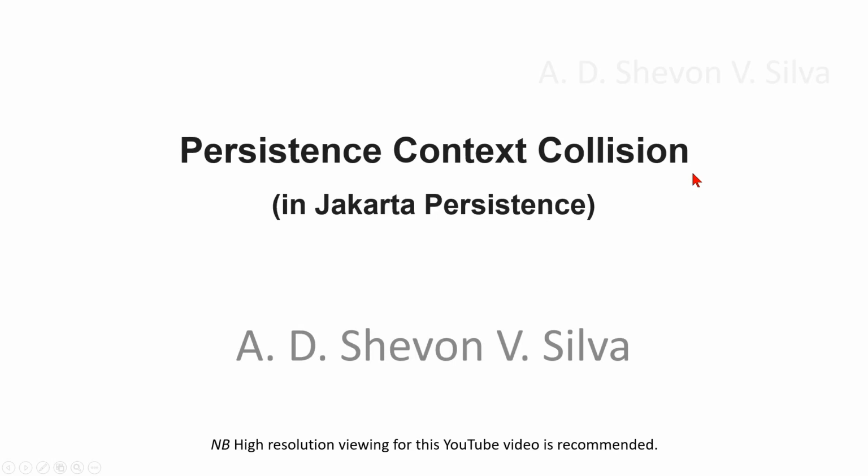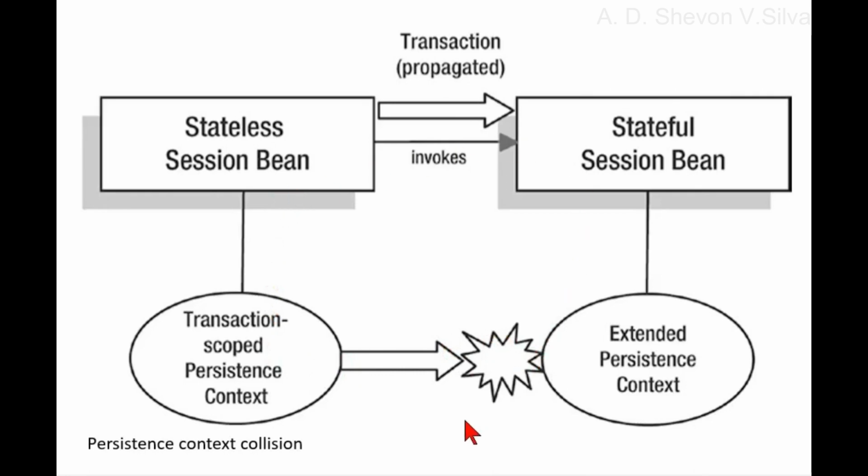Persistence context collision in Jakarta Persistence. Here you can see persistence context collision. Only one persistence context can be propagated with a Jakarta transaction. The extended persistence context will always try to make itself the active persistence context. This can lead to situations in which two persistence contexts collide with each other.